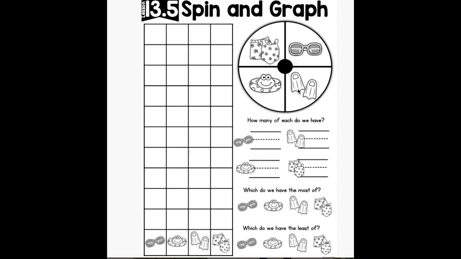You keep spinning at least 10 times. I actually recommend that you spin about 15 times so you get a good number on your graph for each one of them. If you get repeated once, that's completely fine. That's how a graph works. And then you're going to count how many you got of each one of those. You're going to write that number, and you have a couple of questions. Again, for this one, you're going to need some help. Someone reading those questions to you.